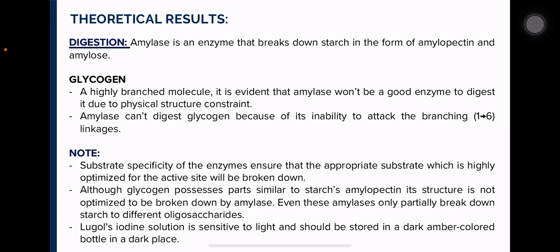For glycogen, amylase is not well suited to hydrolyzing glycogen because of its frequent branching at alpha-1,6 linkages, which the enzyme cannot attack. Even though glycogen resembles amylopectin, its branching pattern makes it physically inaccessible to amylase. Thus, hydrolysis is limited, and the iodine color tends to be reddish-brown, fading only slowly over time.